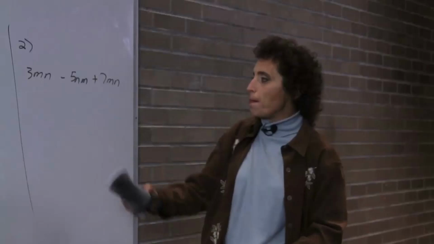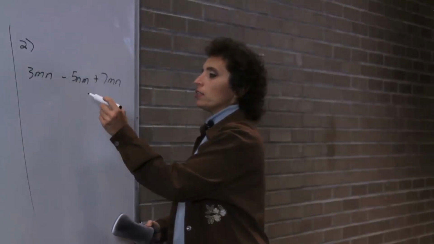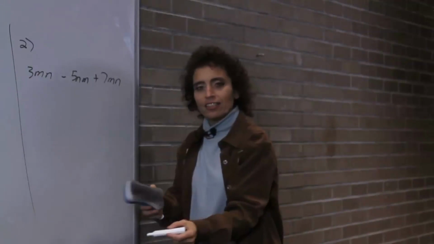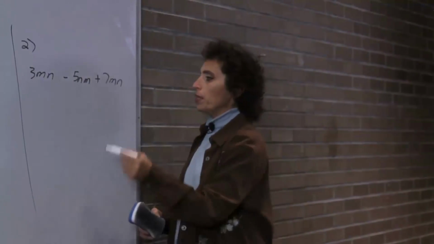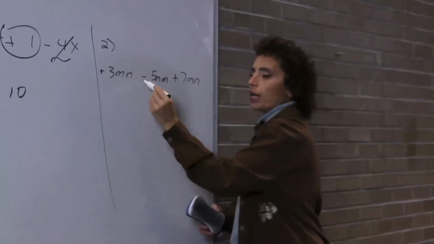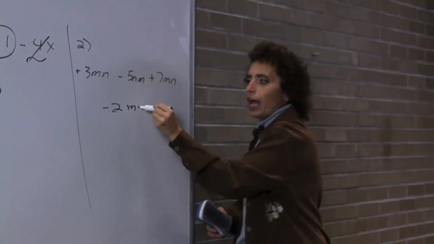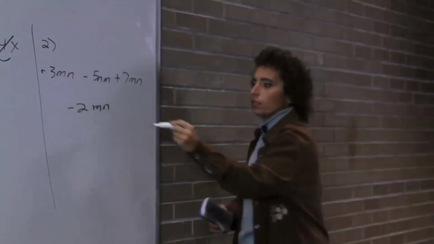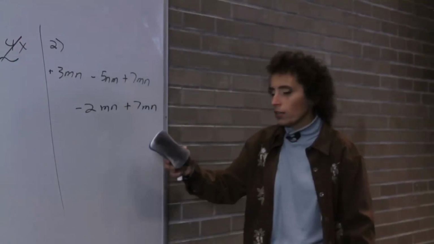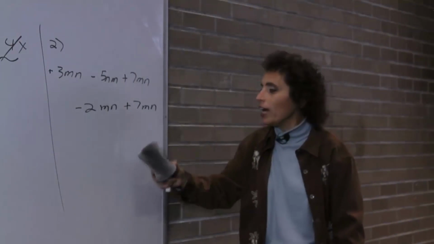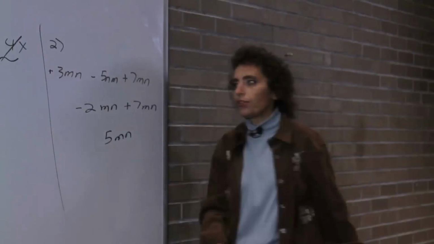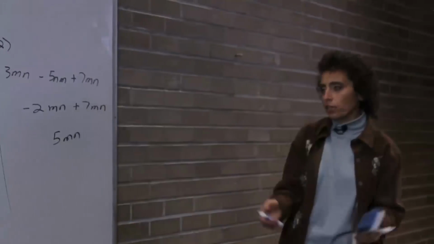All right, 3mn. You need mn. Well, this is nm. Is nm the same as mn? Yes, it is, because of the commutative property. And this is an mn, so they're all like terms. So I have 3, but I owe you 5, so I owe you 2 mn, I'm going alphabetical, plus 7mn. I owe you 2mn. I have 7mn, so I have 5mn. And that's it. So you try 3 through 5, and we'll check it out.